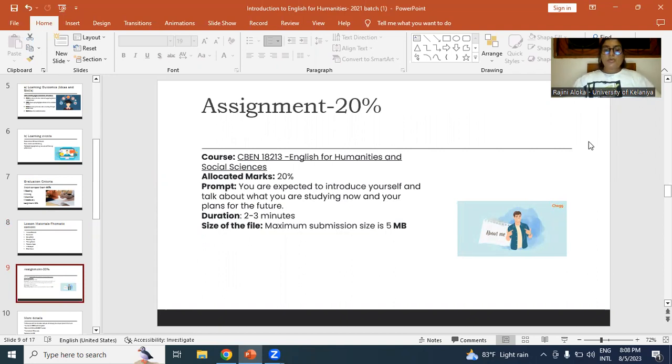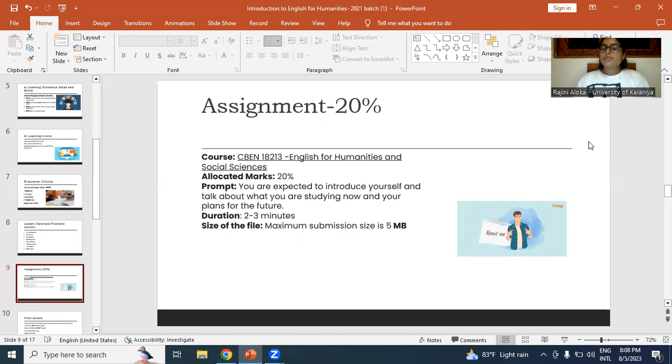Okay, so up to this point, we discussed what these overall English courses you get overall for the 3 years, what are the 3 courses you get. And then we specifically discussed the content and evaluation criteria for first year course, which is English for Humanities and Social Sciences.